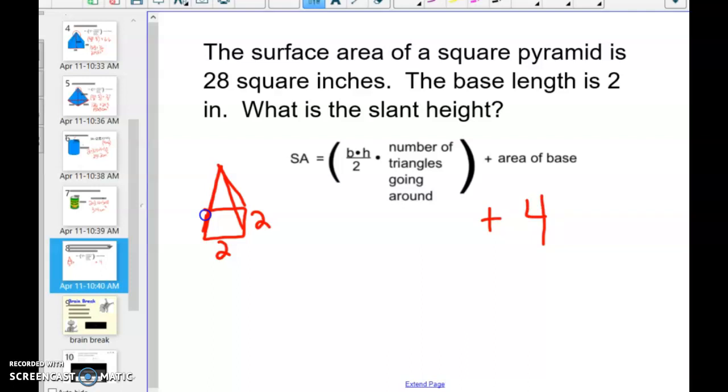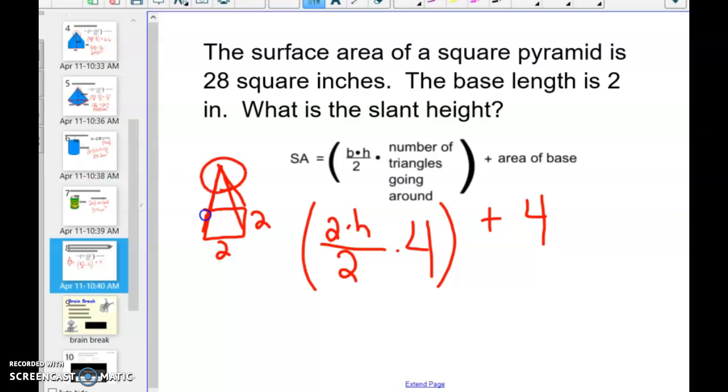Well, then I'm going to fill in what I know for this part. I know my base is 2. I don't know my height, but I know that has to be divided by 2. And then I know it has to be multiplied by 4, because if it's a square pyramid, it has to have 4 triangles going around. So now I know that all of this equals 28.